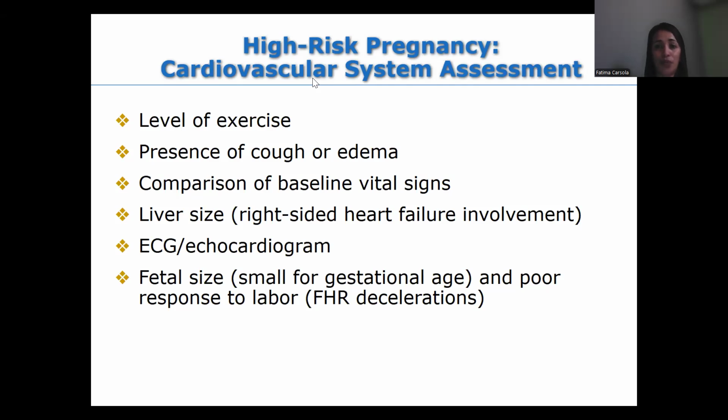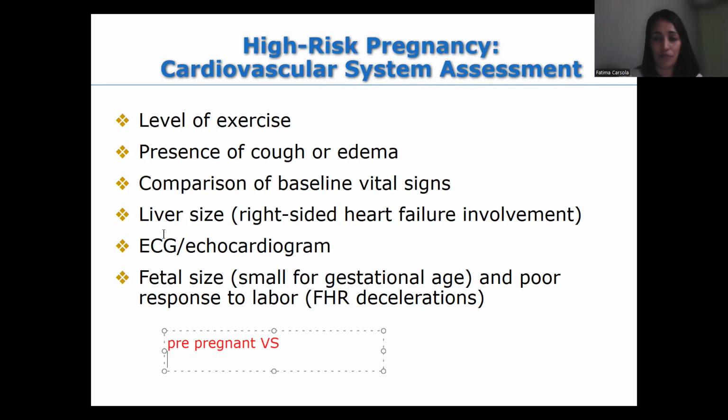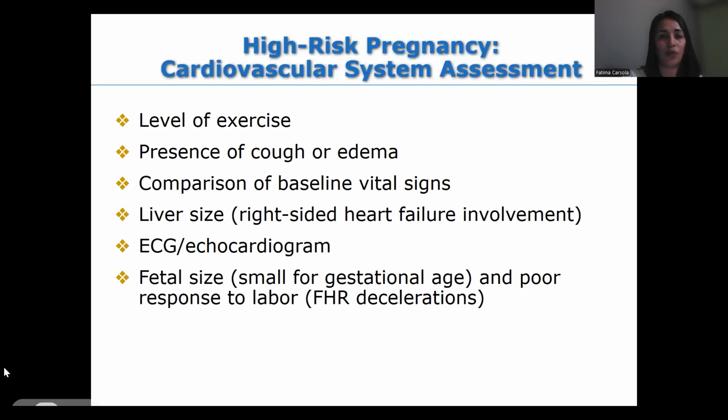Of course, we have what we call pre-pregnant vital signs. When we say pre-pregnant vital signs, these are the vital signs of the mother before becoming pregnant, and sometimes these are our baseline when we assess these patients during pregnancy. So we have to see if there is a marked increase or decrease of these vital signs. Whatever the possibilities, the doctor will have to intervene.